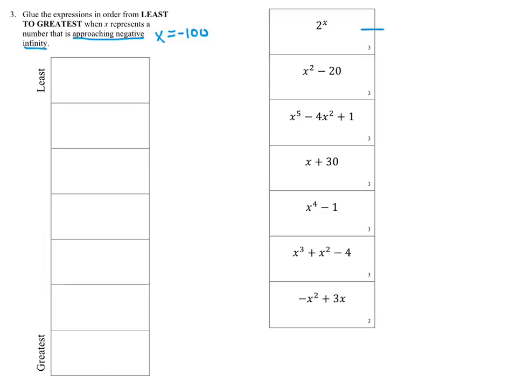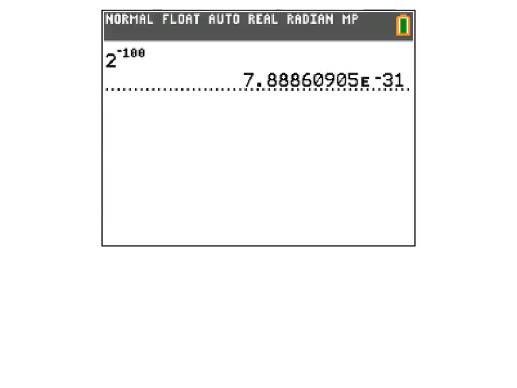When I plug negative 100 in for 2 to the x into my calculator, it looks something like this. Once again, if I don't look super closely, it looks like it's approximately 7.89. But I still have this e to the negative 31. Because it's a negative, that means move the decimal point 31 spots to the left. So my number here is really 0.000, a bunch of zeros, and then a 7. This is 31 digits.